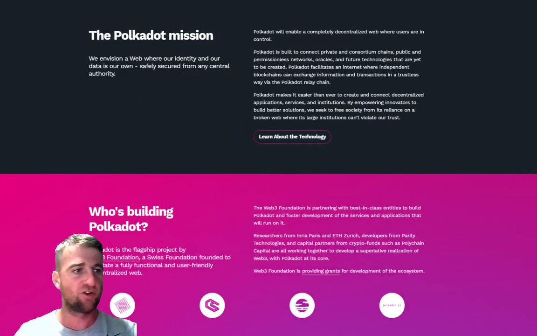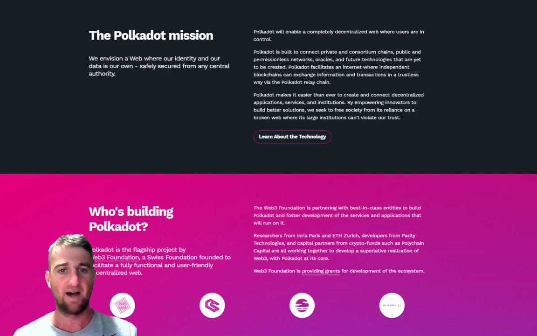The Polkadot mission: we envision a web where our identity and our data is our own, safely secured from any central authority. Polkadot will enable a completely decentralized web where users are in control. Polkadot is built to connect private and consortium chains, public and permissionless networks, oracles, and future technologies that are yet to be created.